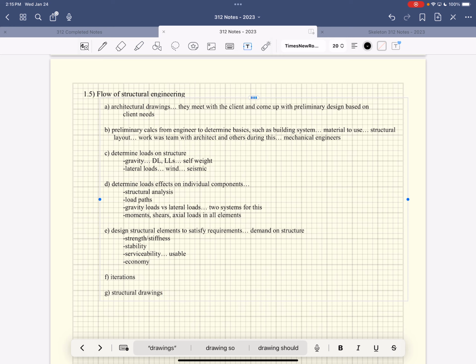Right, this has changed over the years, these structural drawings, right? There's this thing called BIM now. You guys have heard of that before, is that correct? Building Information Modeling. There's classes on it. I highly recommend you take that sometime, right?